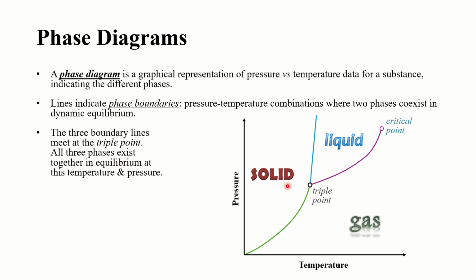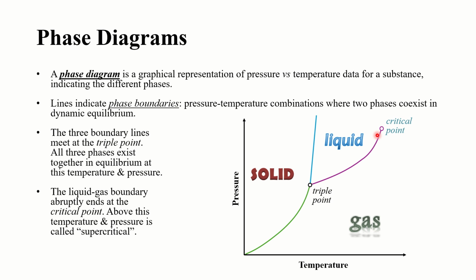A few more points to note. Here in the center is the triple point. So the 3 boundary lines meet at the triple point. When you're at the triple point, you actually have a special temperature-pressure combination where all 3 phases exist in equilibrium. Last point to note, up here in the top right corner, is the critical point. The liquid-gas boundary actually ends at what's called the critical point. And if you are above this temperature and pressure, you're in a special phase that's called supercritical. And I'll explain that further here in a couple minutes.